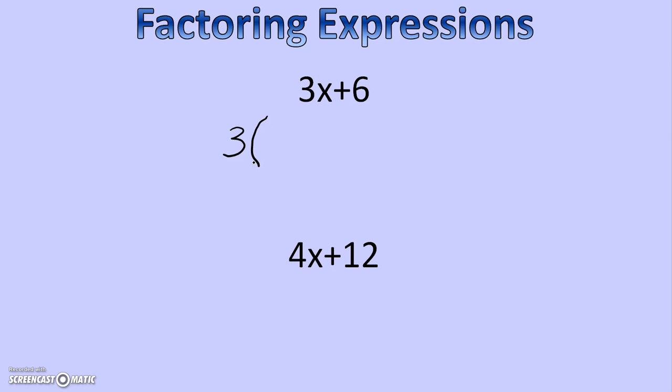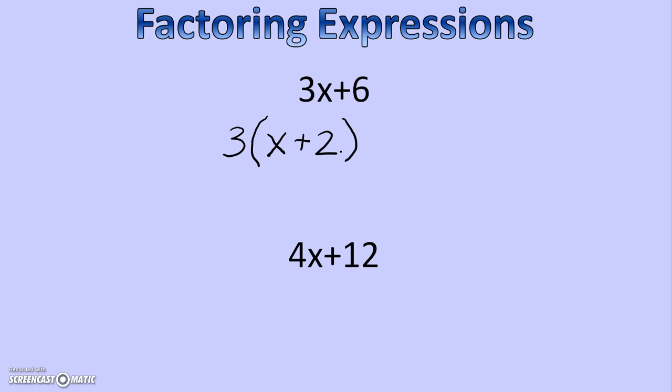Now when I take 3 out of 3x by dividing, of course, I am left with x. When I take 3 out of 6, I am left with 2. So, 3x plus 6 in factored form is going to be 3 times the quantity x plus 2.